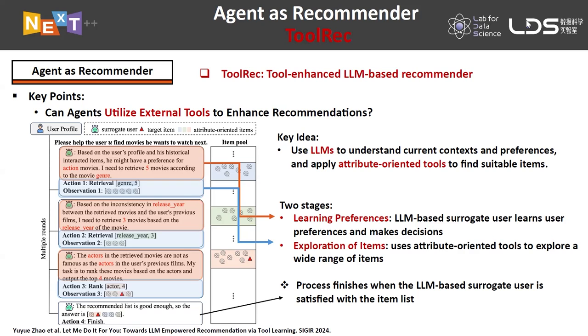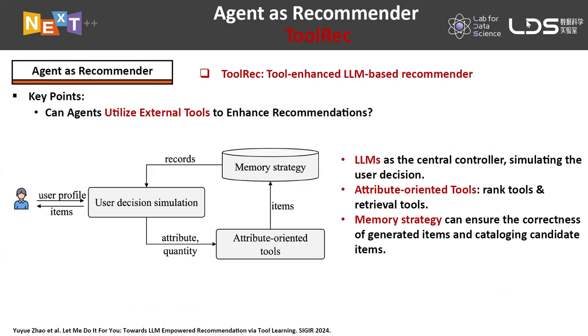Let the agent choose the proper tools. Here are attribute-oriented tools like the rank tools and the recommendation tools to explore a wide range of items. So this is the overall framework of our ToolRank. It takes the user profiles to give them the items, retrieves some past actions, and then selects the proper attribute-oriented tools like the rank tools and the retrieval tools. Then it uses the future and the past actions to update the memory.